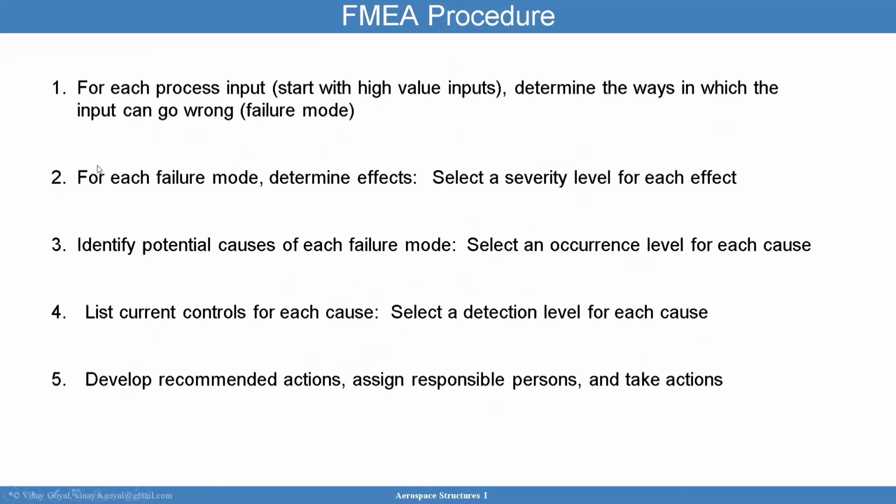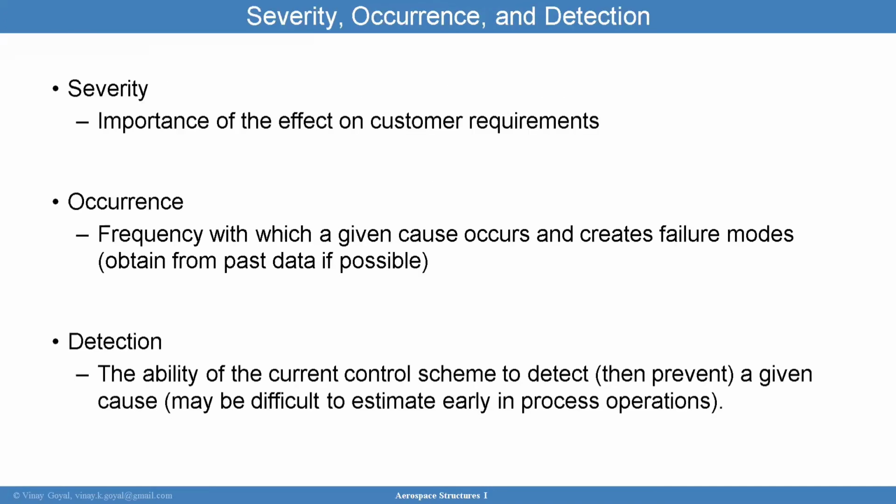The familiar procedure for each process input: you start with high value inputs and determine ways in which the input can go wrong. For each failure mode, you want to figure out the effects and select a severity level, identify potential causes of each failure mode, and then select the occurrence level for each cause. Then you list the current controls for each cause and select the detection level for each cause, and then develop recommended actions, assign responsible persons, and take those actions. So that's the top level view. You're going to be doing some of that.